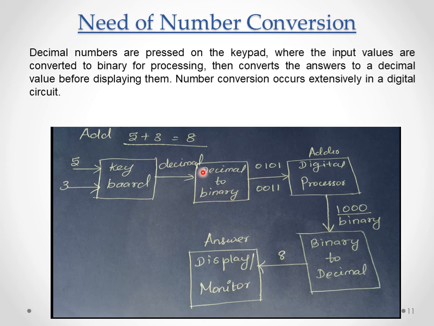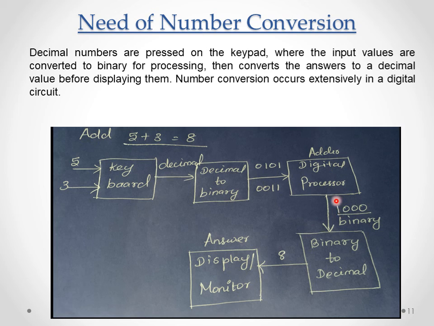So the corresponding 5 is equal to 0101 and 3 is equal to 0011. And plus sign and equal sign also have equivalent binary codes. I am not representing them here. Then these binary values are processed in the digital processor. For example, an adder. This is for the addition process, so I am using an adder. Here it will add 5 plus 3.